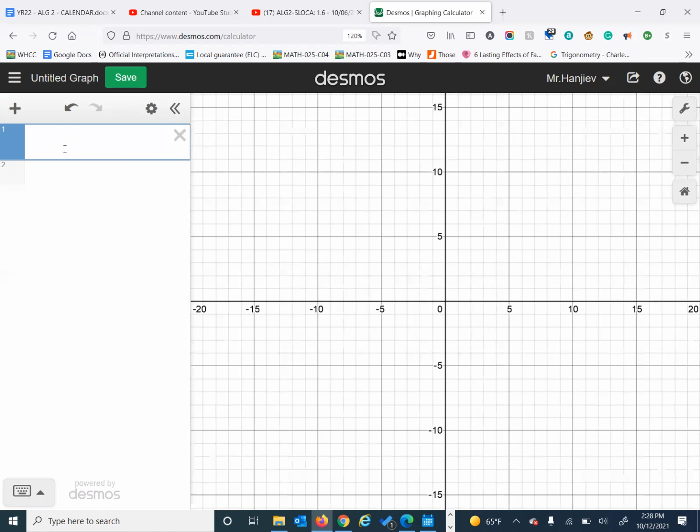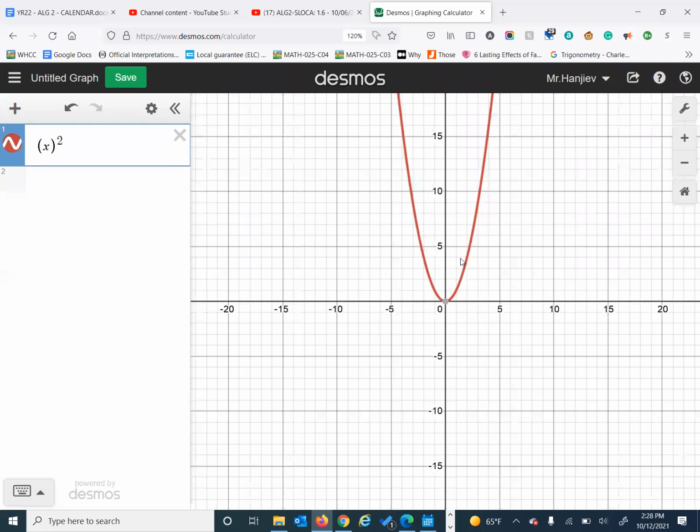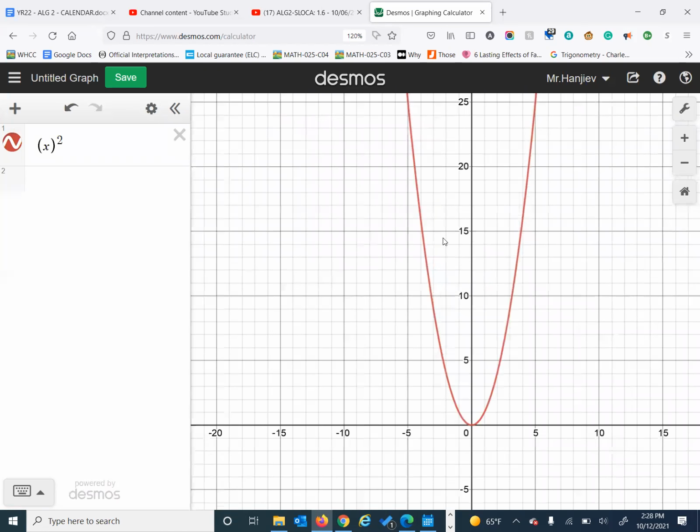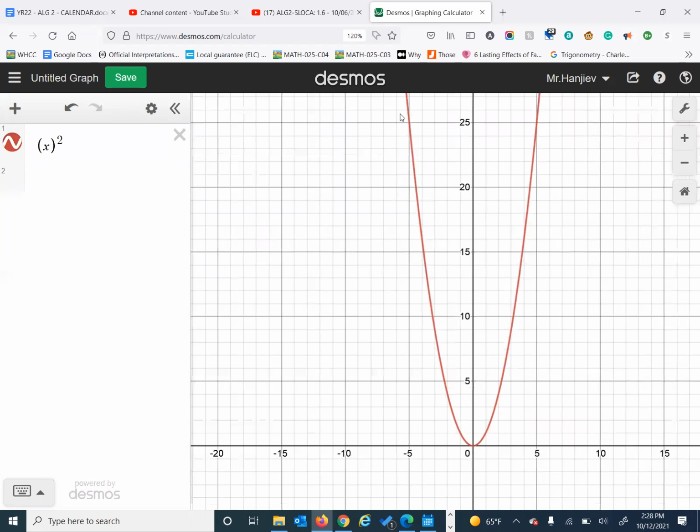We're gonna put in x squared. So you should all know what x squared looks like. It looks like this. It's a parabola that goes up. In fact, I'm gonna slide it in just a little bit more. So there it is.